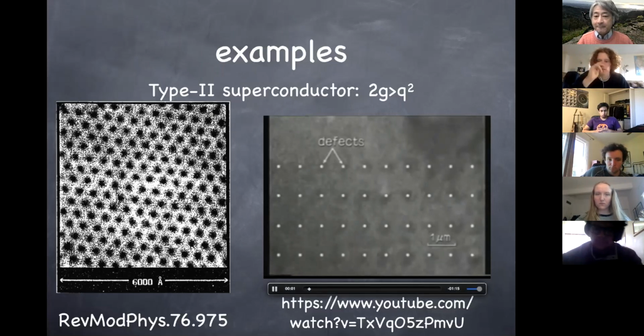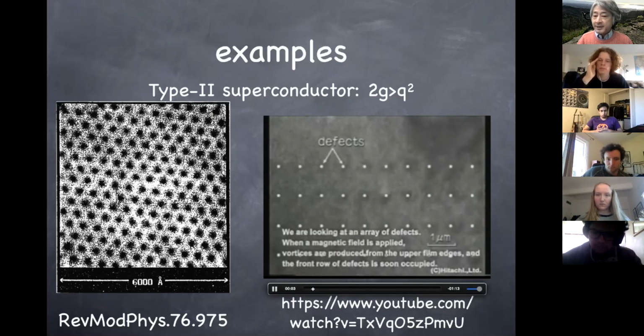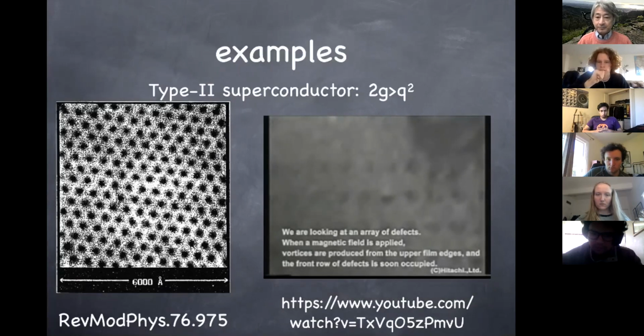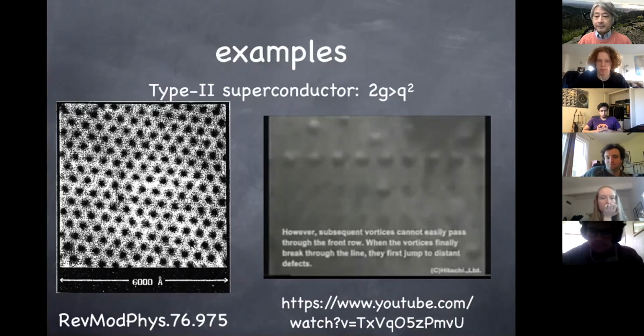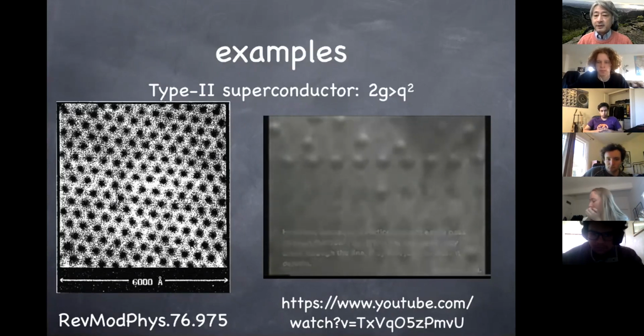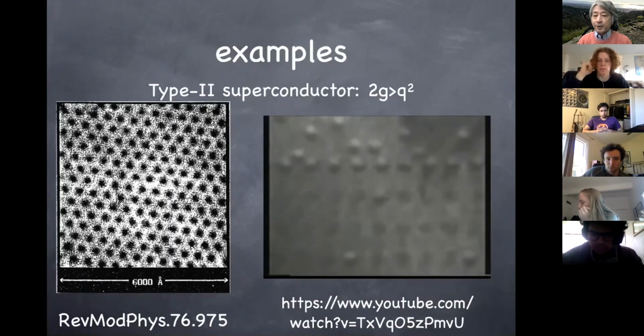So let me play it again. We are looking at an array of defects. When the magnetic field is applied, vortices are produced from the upper film edges, and the front row of defects is soon occupied. Right. However, subsequent vortices cannot easily pass through the front row. That's because of the repelling force among vortices. When vortices finally break through the line, they first jump to distant defects. So this is the traffic jam now going on.